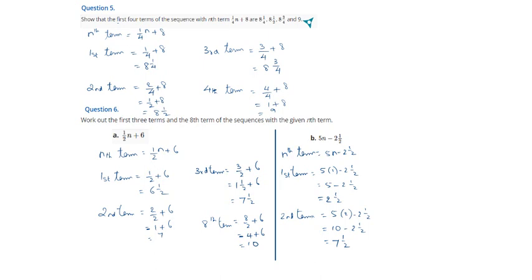We need to find the third term. Third term is equal to 5 times 3 minus 2 1 by 2. So this is equal to 15 minus 2 1 by 2. This is equal to 12 1 by 2. And finally, we need to find the eighth term. Eighth term is equal to 5 times 8 minus 2 1 by 2. This is equal to 40 minus 2 1 by 2. This is equal to 37 1 by 2.